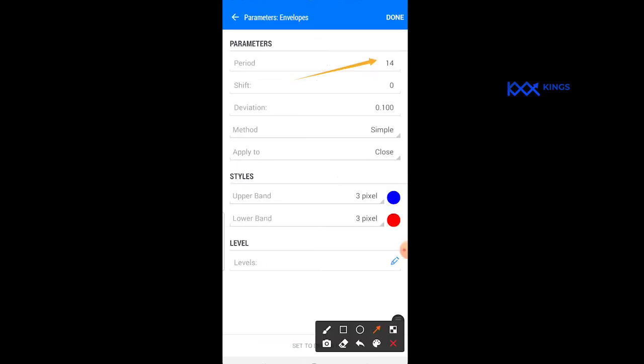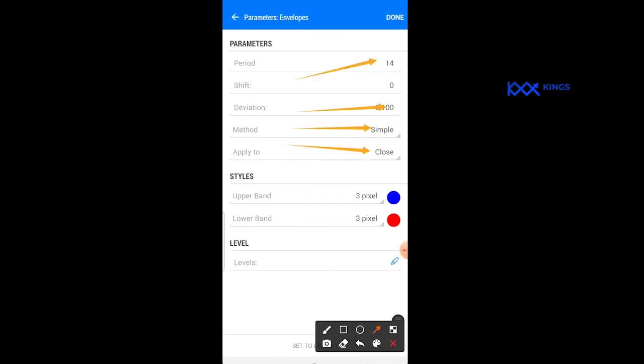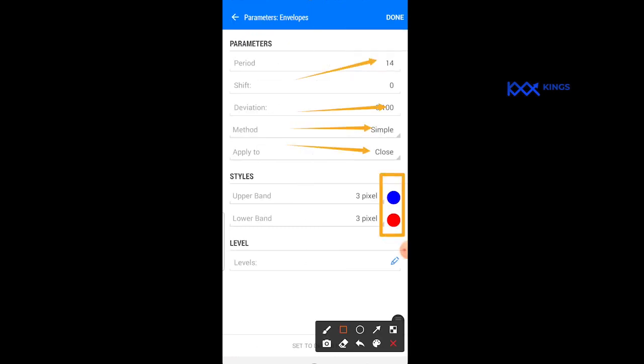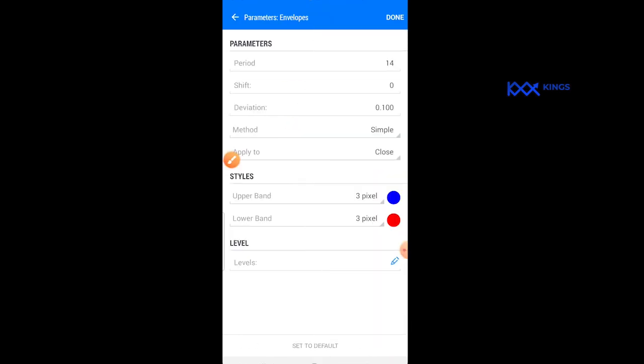Then deviation, we have 0.100. Then we have method is simple, apply to close. Then the color is blue and red. You can change it to any color of your choice, but I decided to use blue and red. Now I have the indicator set up, I have everything ready. Now let's dive into how to use this strategy.